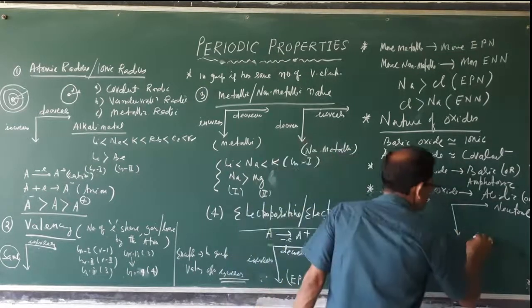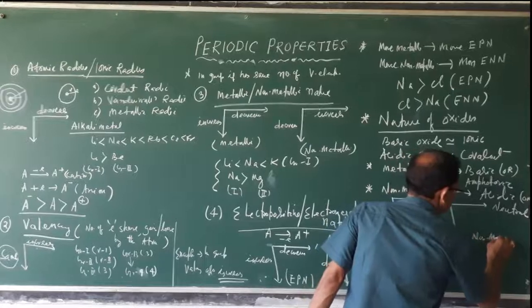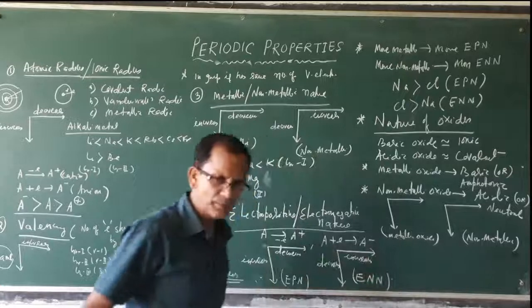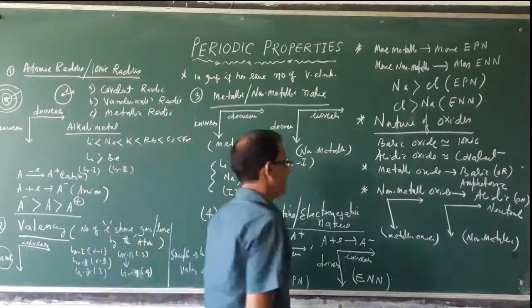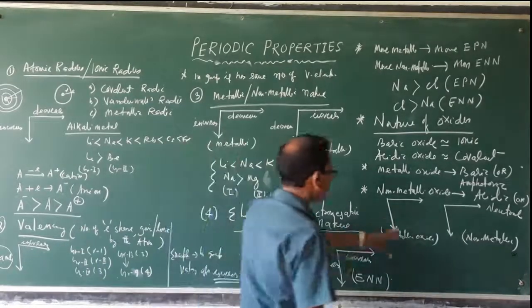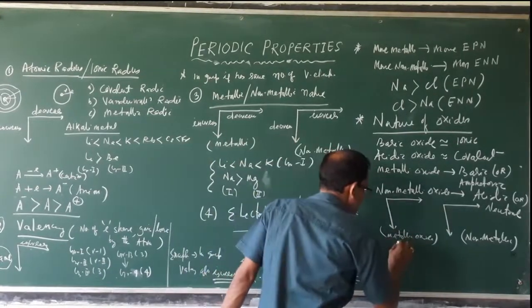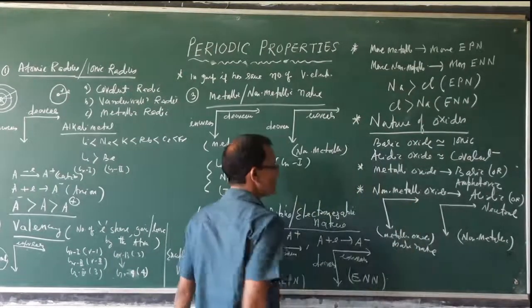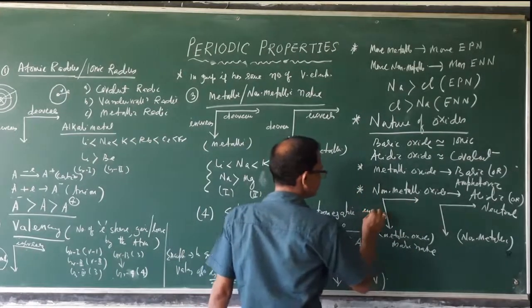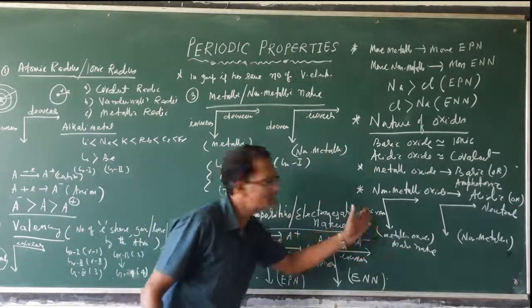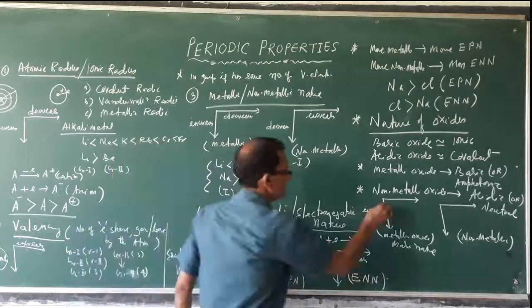This is non-metallic oxides. For example, metallic oxide. Metal oxide means we will discuss regarding basic character. Basic character, metal oxide, basic nature. Basic nature increases along the group because metallic character increases, basic character increases, and this decreases.